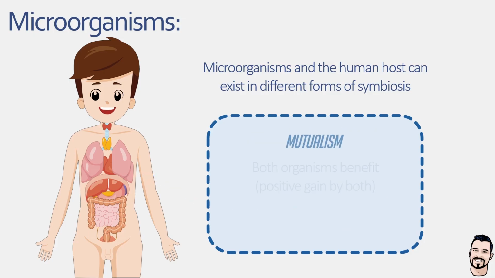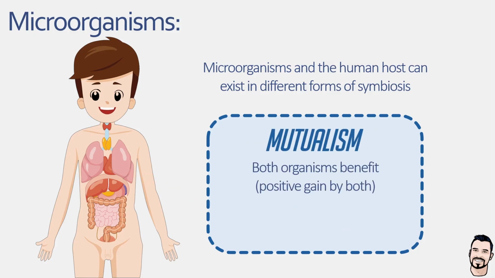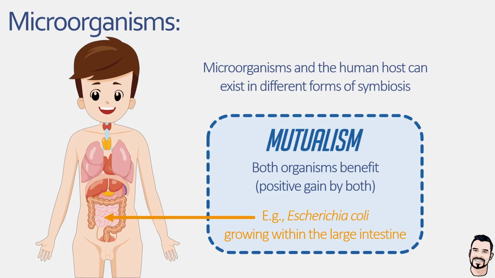Now, beyond commensalism, some host microorganism interactions are actively beneficial to both. This type of relationship is known as mutualism, where both organisms gain a clear advantage from being together. And a good example of this is the relationship between E. coli and the human gastrointestinal tract. Within the gut, E. coli benefits from a warm, nutrient-rich environment that supports its growth and survival. And in return, these bacteria possess enzymes that humans do not, allowing them to break down certain components of our diet, which we can then absorb and use.